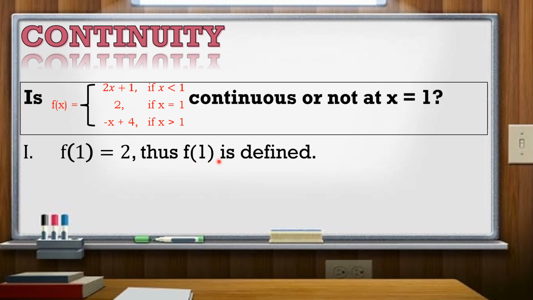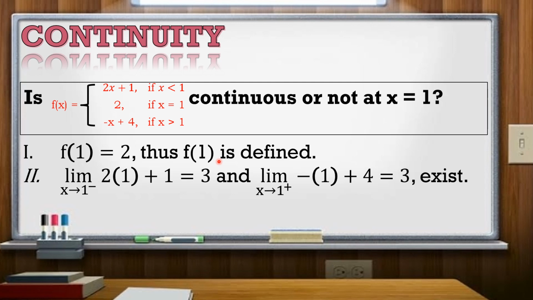Get the left-hand limit and also the right-hand limit. For the left-hand limit, we will use the function 2x plus 1 since the condition is x is less than 1. Then we will simplify: 2 times 1 plus 1, that is 3, and that is the limit from the left. For the right-hand, as x approaches 1 from the positive side, we will use the function f of x is equal to negative x plus 4 since the condition is x is greater than 1. And then we will evaluate negative 1 plus 4, that is equal to 3.